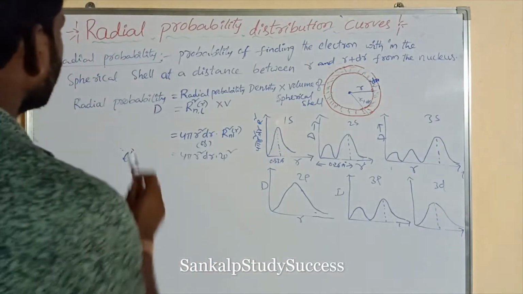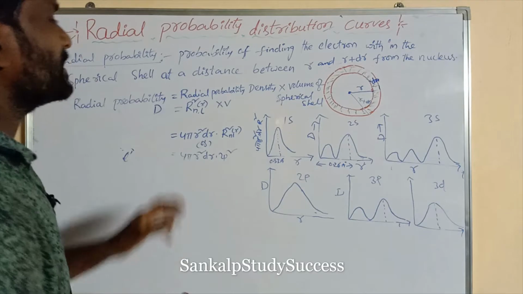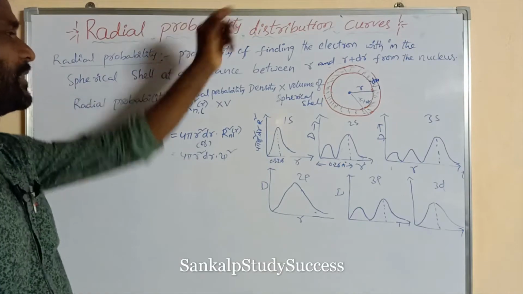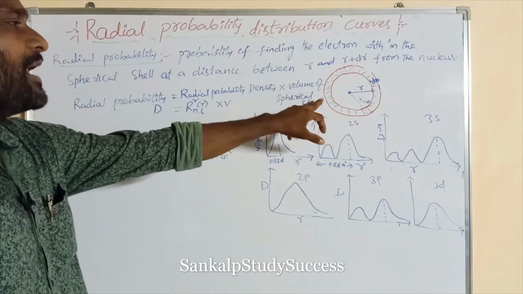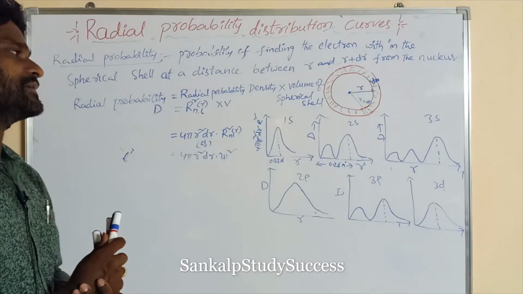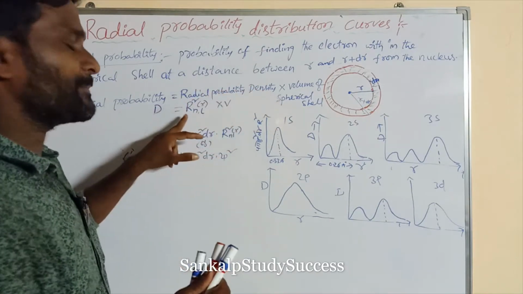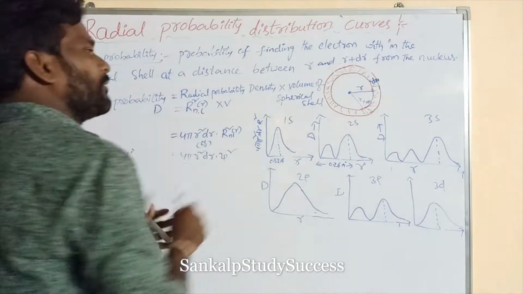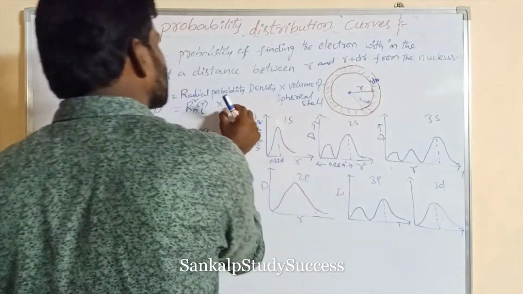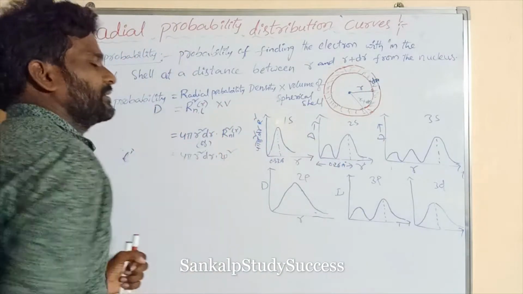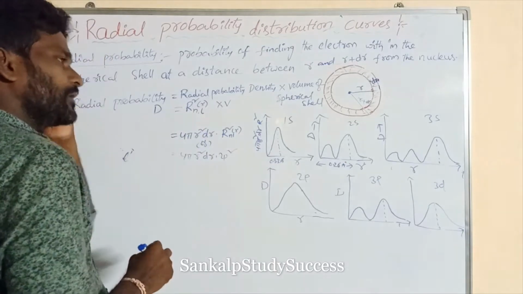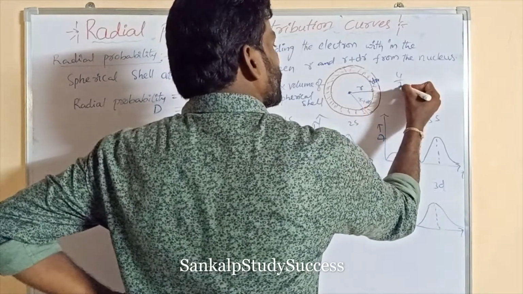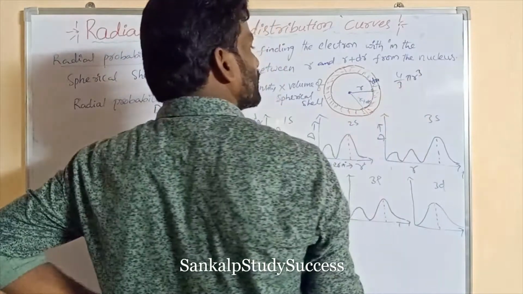Now, what is the formula for radial probability? Radial probability is represented by D. D is equal to radial probability density into the volume of the spherical shell. The radial probability density is represented by R square or psi square, into the volume of the spherical shell, which we can call V. We know that the volume of a sphere is 4 by 3 pi r cube.